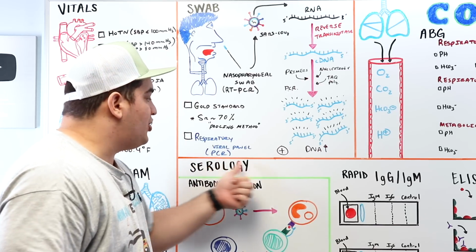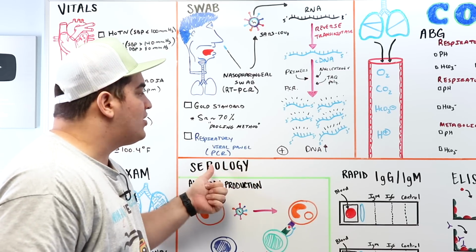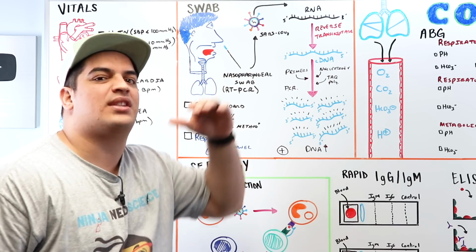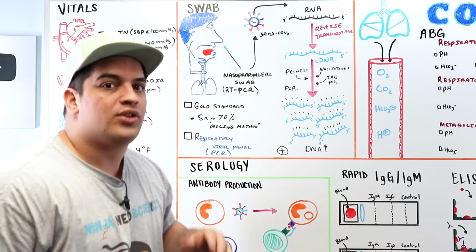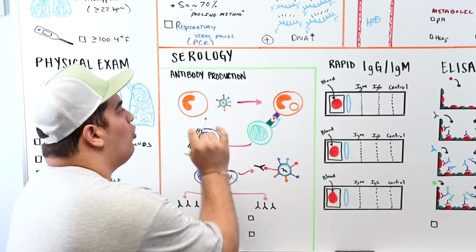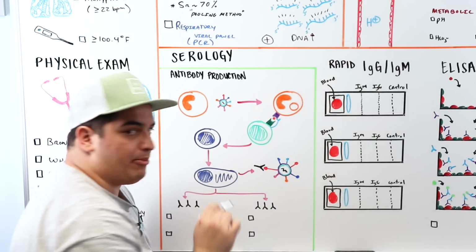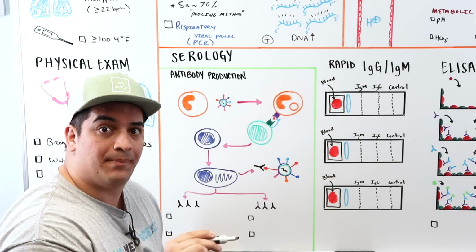And what serology can do is, if we combine serology with the RT-PCR, the sensitivity can increase to almost 99%. So let's talk about serology. In order for us to understand serology, we have to understand a little bit about the antibody production that's occurring with COVID-19.